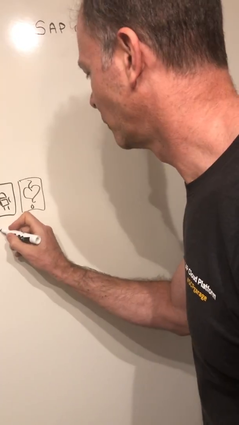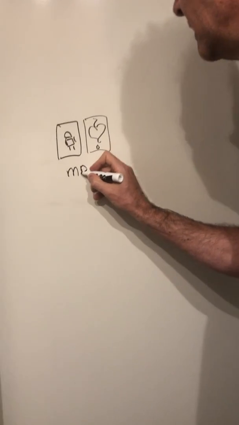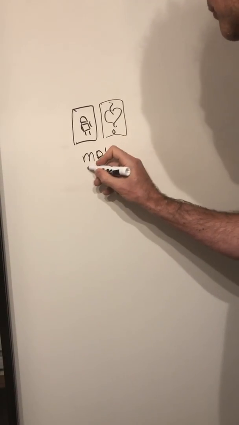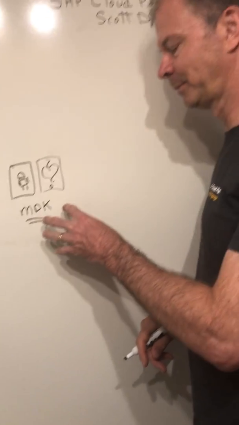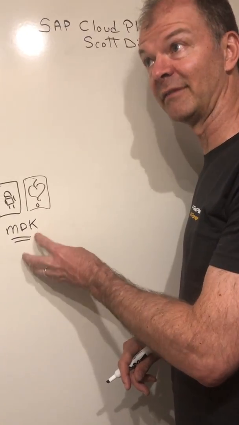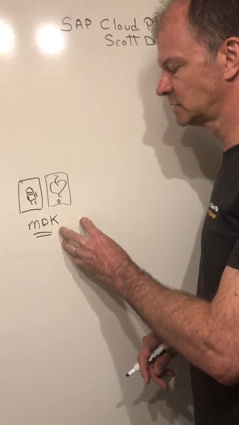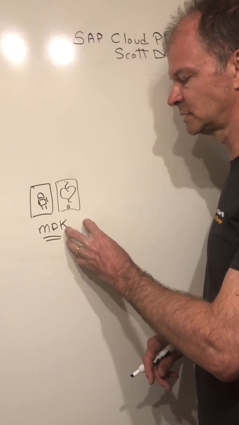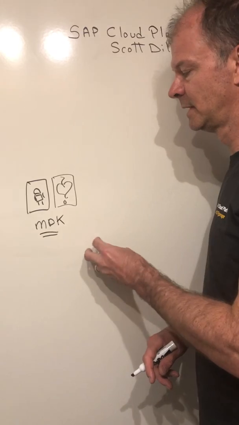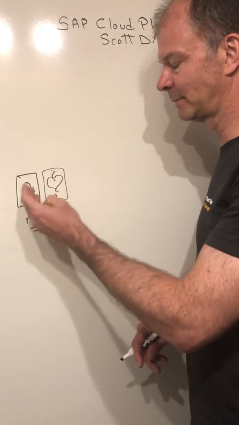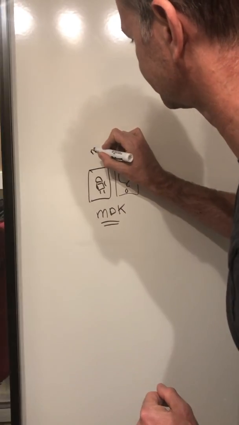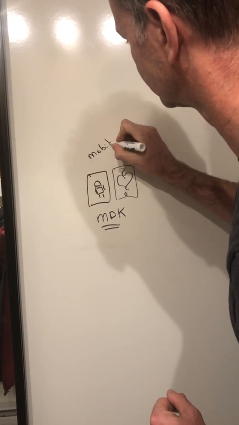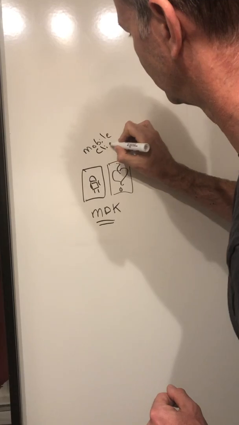And we have something now inside of SCP Cloud Platform called the Mobile Development Kit, which is a framework that you can use to build mobile applications that's based on metadata and configuration as opposed to writing native applications. And in order to do that, you need to have something called the mobile client.